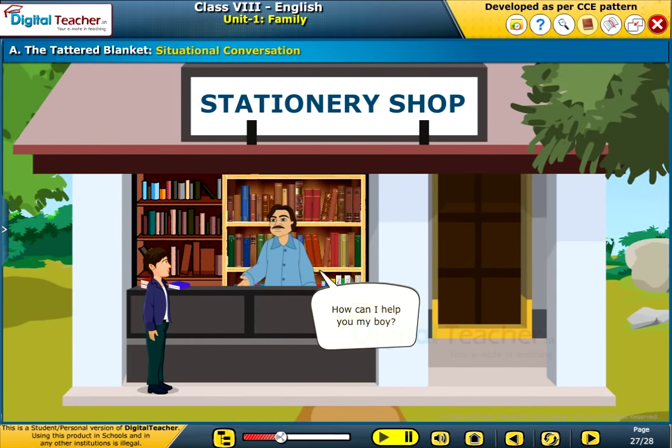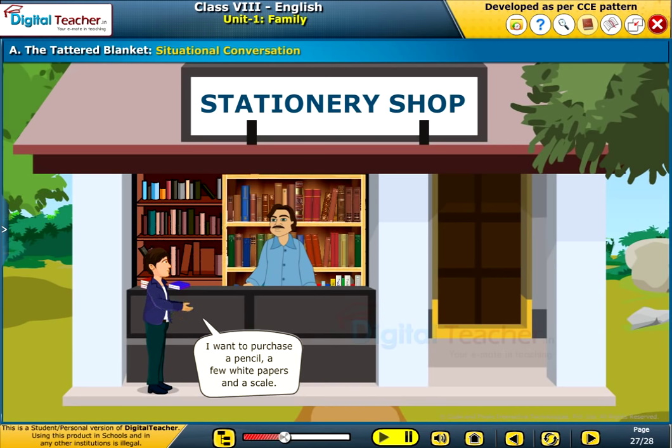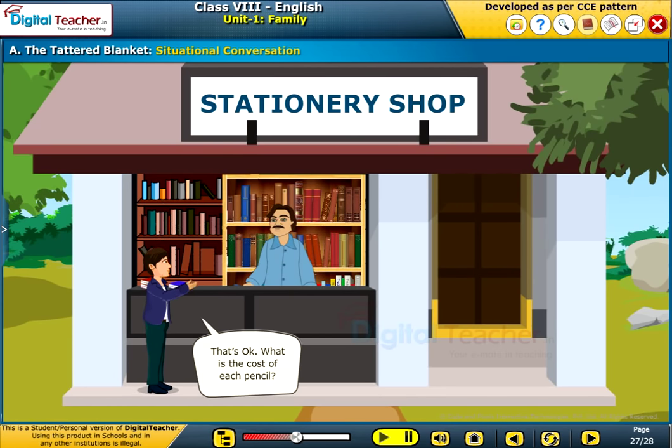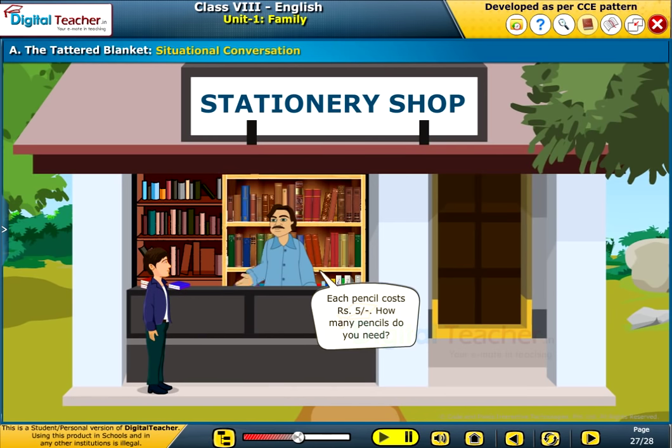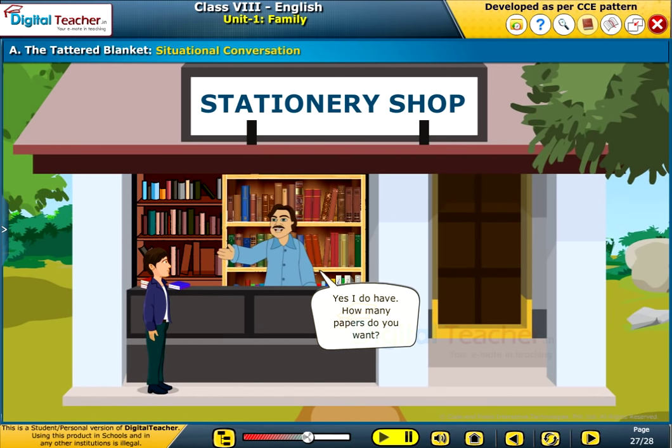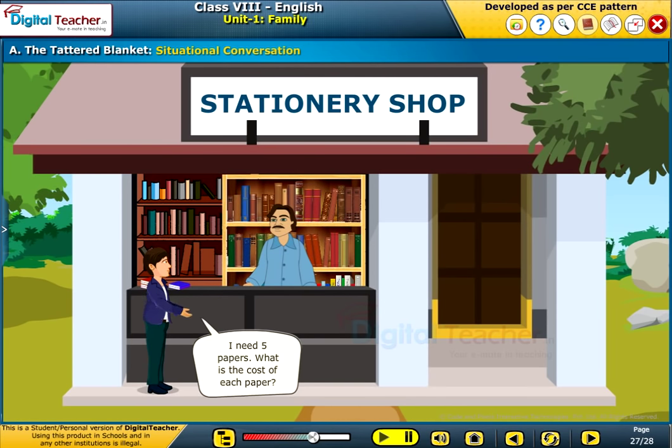How can I help you, my boy? I want to purchase a pencil, a few white papers and a scale. Have you got Nataraj pencils? Sorry, I don't have Nataraj pencils, but have Apsara pencils. That's okay. What is the cost of each pencil? Each pencil costs rupees 5. How many pencils do you need? Give me one pencil. Do you have white papers? Yes, I do have. How many white papers do you want? I need 5 papers. What is the cost of each paper?